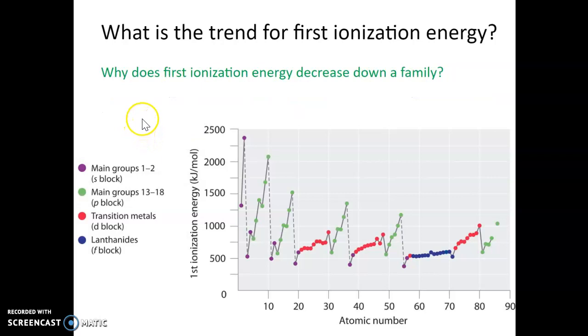Now let's talk about the family. It decreases down the family because we have more shielding, right? So we have more layers in the way. It's harder for the nucleus to stay strong and hold on to its electrons. And as you go down the family, it gets more protons too, right? So its magnet is getting stronger, but the shielding is more powerful than the magnet getting stronger. So even though the magnet is stronger, the shielding totally cancels it out and then some.